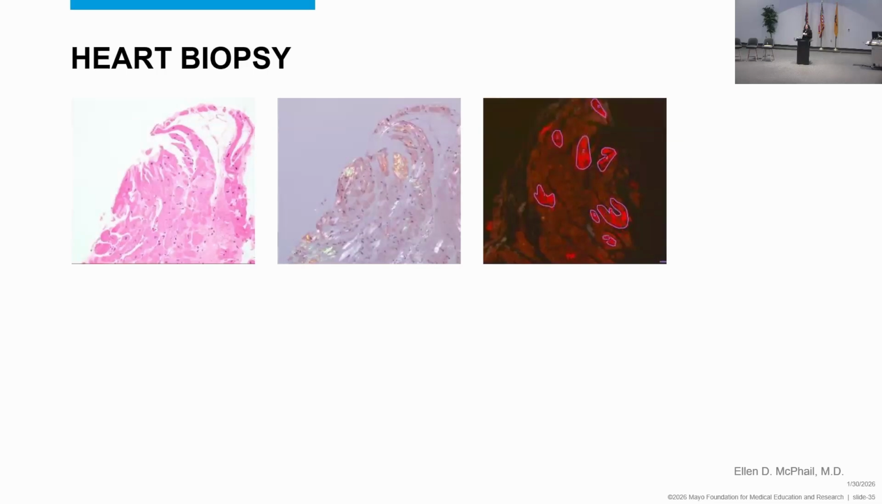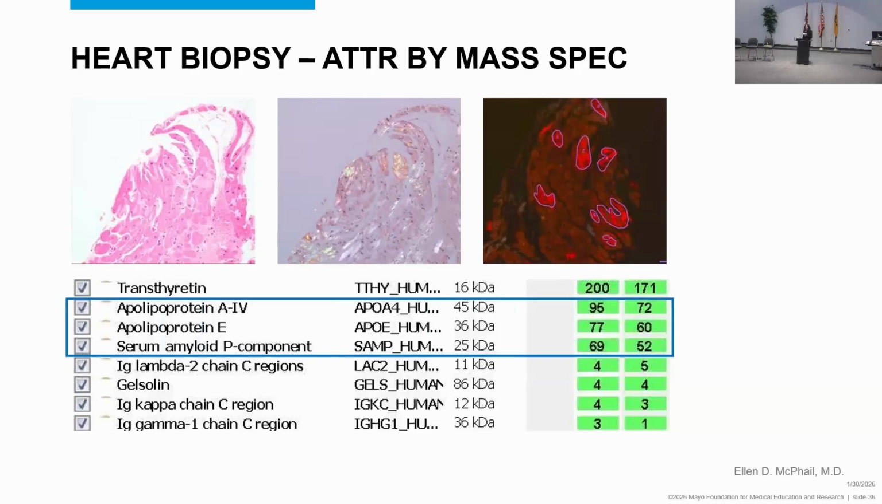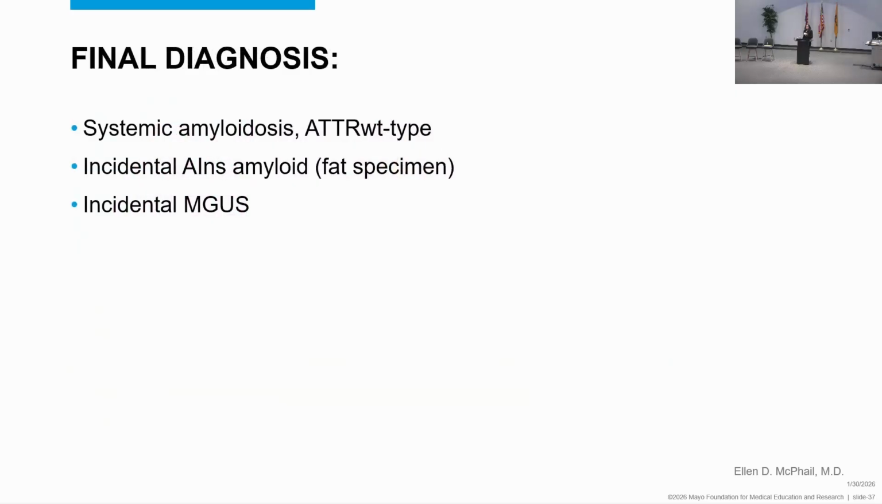In any case, they went to the target organ and got a heart biopsy. He did have amyloid present. We did the mass spec, and it turns out the protein present was transthyretin. So this was not AL at all. This was TTR. So in the end, he had three diagnoses: systemic TTR wild type amyloidosis, and then an incidental insulin amyloid, as well as an incidental MGUS.